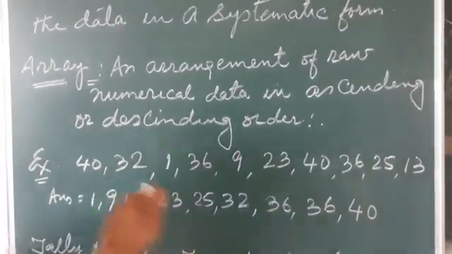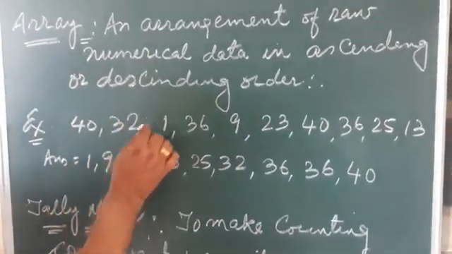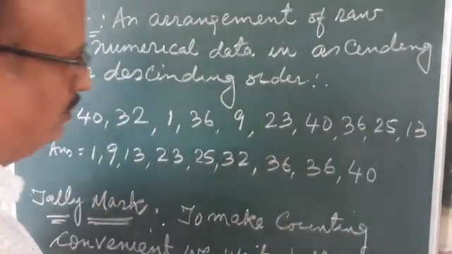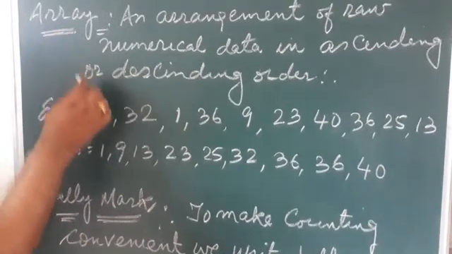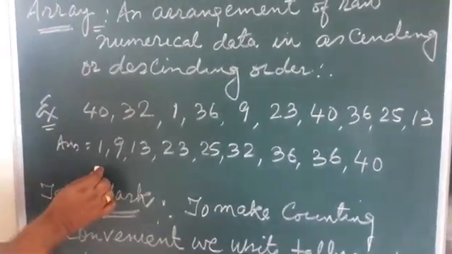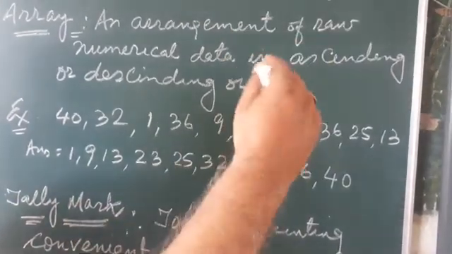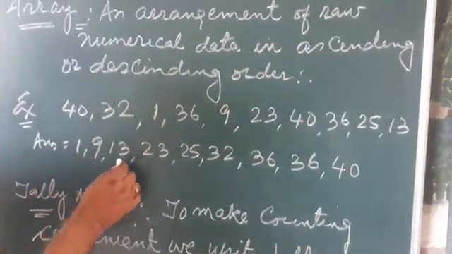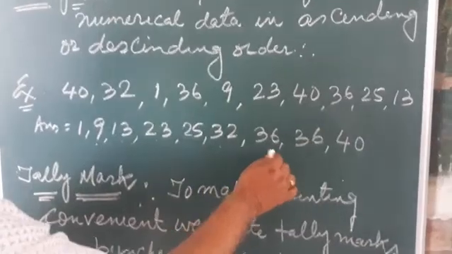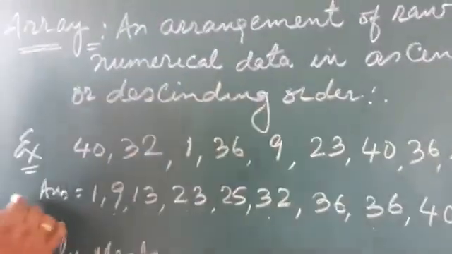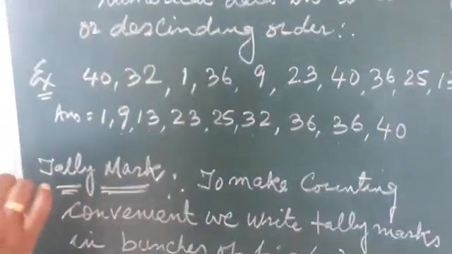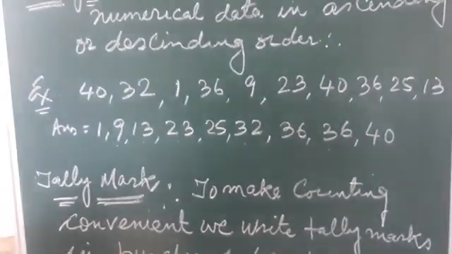For example, the data given is 40, 32, 1, 36, and so on. When you perform the data array, we arrange them in ascending order of magnitude, that means the smallest first and then the biggest. So the smallest is 1, 9, 13, 23, 25, 32, 36, 36, 40. This is called the data array, arranging the data in ascending order of magnitude.